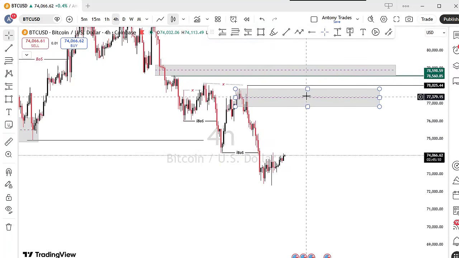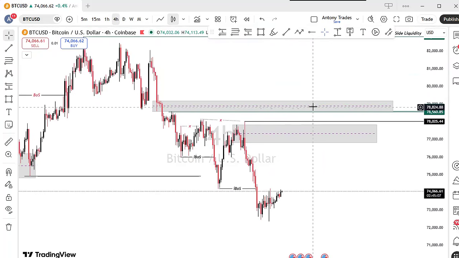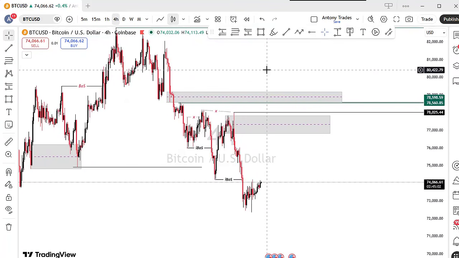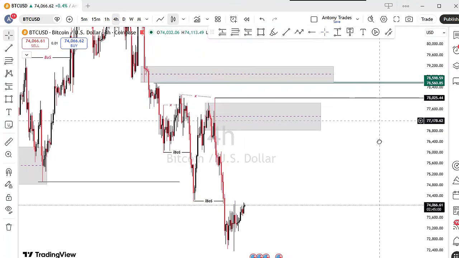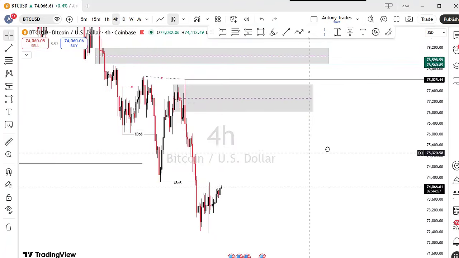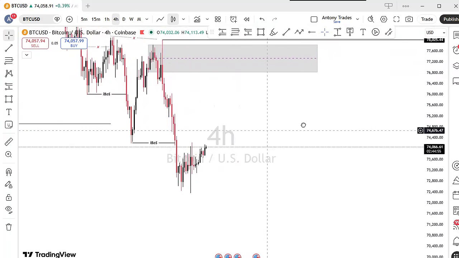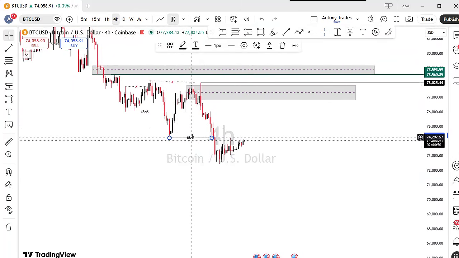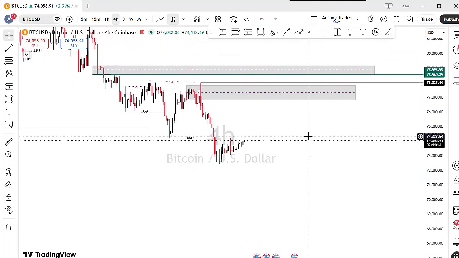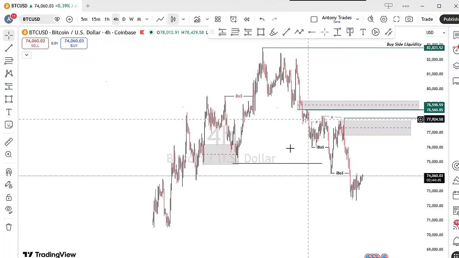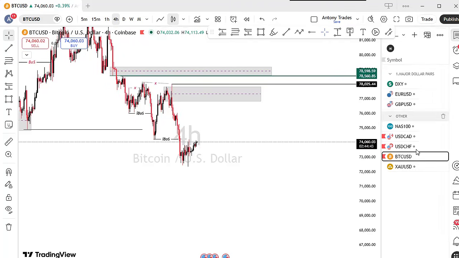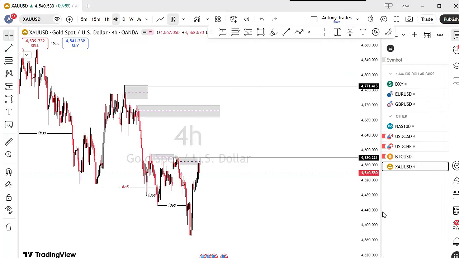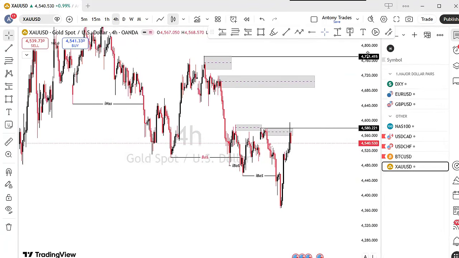Have eyes on this demand zone from the daily, and also this demand zone here from the daily time frame. So those are my 2 points of interest that I will be watching BTC from. Okay, so have eyes on that. Currently my bias on BTC is also bearish, and I'll be looking for selling opportunities from those 2 points of interest. Okay, now moving on to the next and the last pair. For this case, it's gonna be gold. So the last pair here is gold.